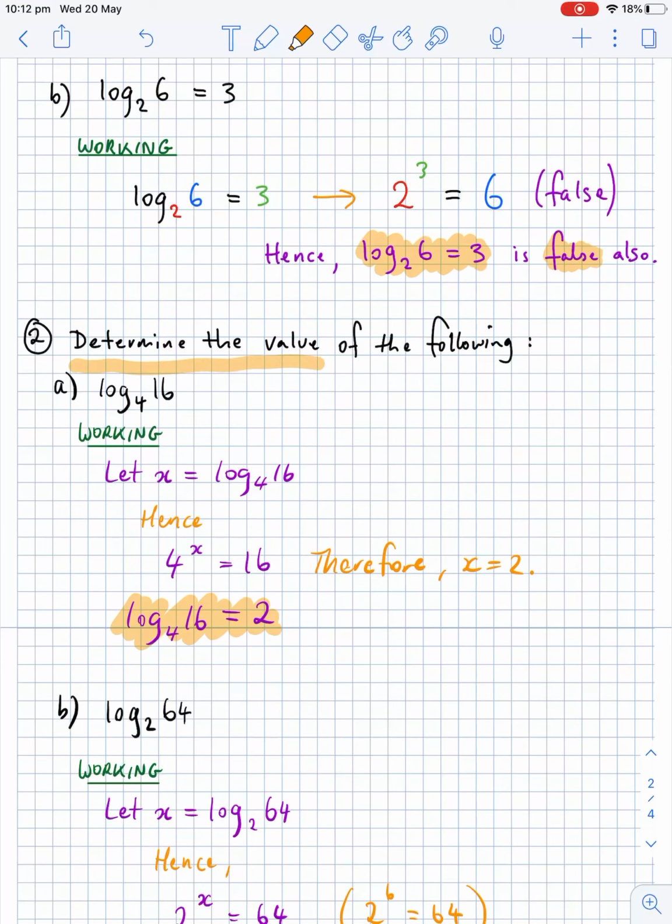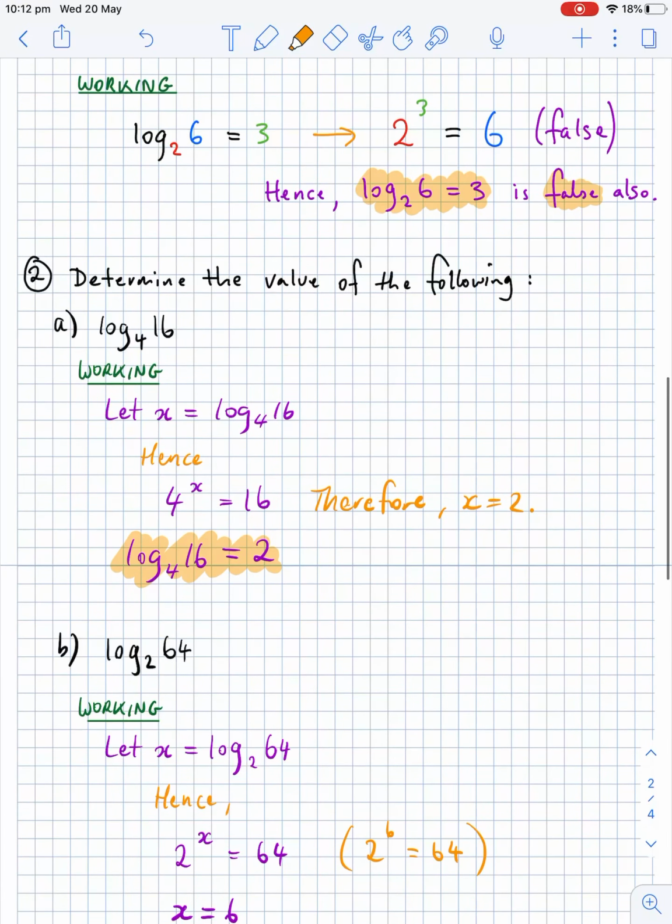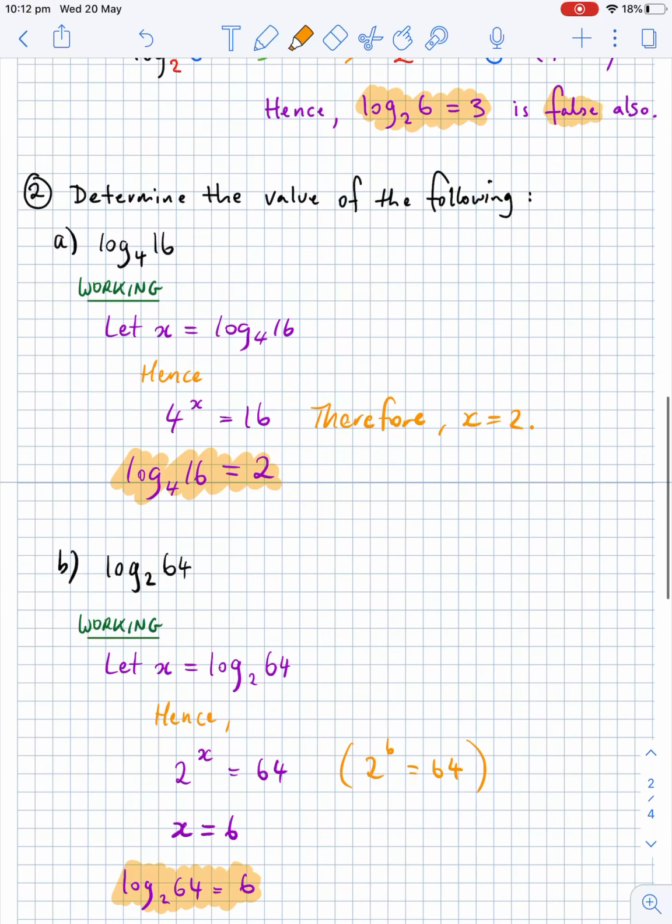Question 2, determine the value of the following. So we want to figure out what log base 4 of 16 is equal to. The way to do this, because our calculator can't handle this, because the base is a 4, not a 10, is we need to let x equal this. So we let this equal something unknown. We don't know what this is equal to, so let's say that it's x.